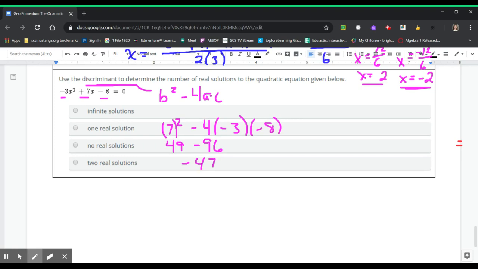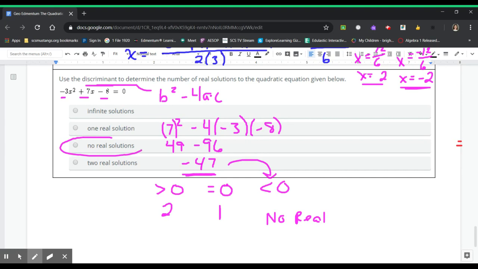And remember that chart that we had from the top. If our value is greater than 0, we're going to have 2 solutions. If the value of the discriminant is equal to 0, we're going to have 1 answer. But if our value is less than 0, or if it's negative, it's going to be no real solutions. And looking at the number that we got, negative 47 is less than 0. So that means we have no real solutions.